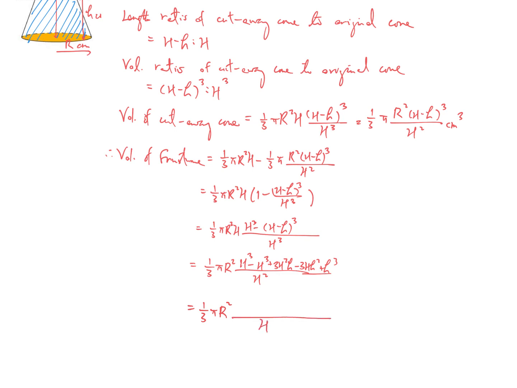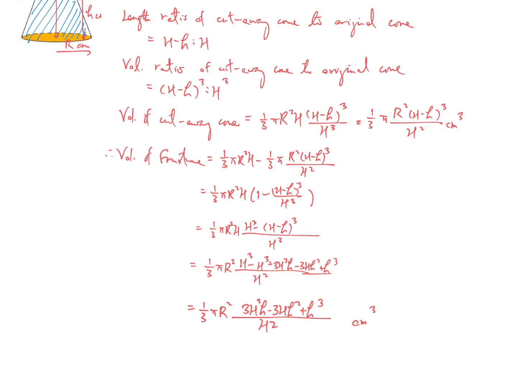Well, let's simplify this ratio. Right, H cubed minus H cubed is gone. We're only left with 3H square h minus 3H h square plus h cubed. Well, we can leave the result like this, just add the unit, and this would be perfect.